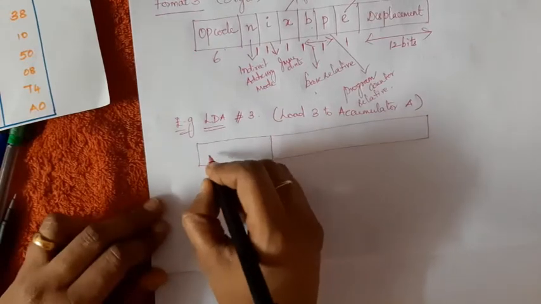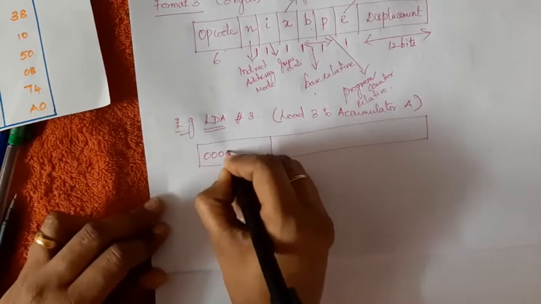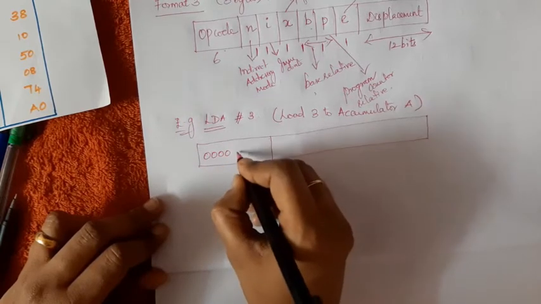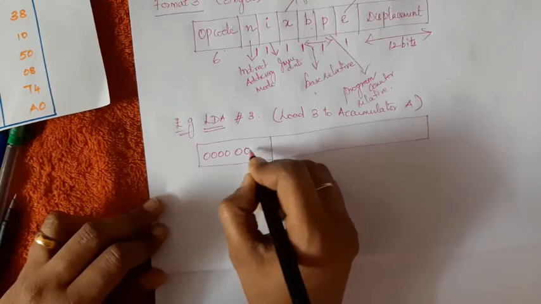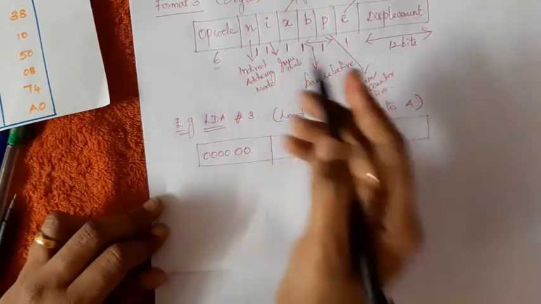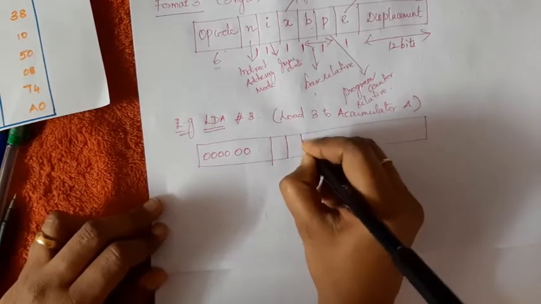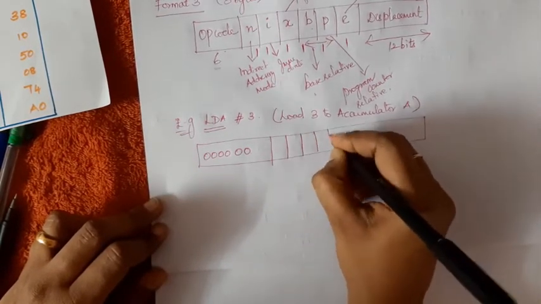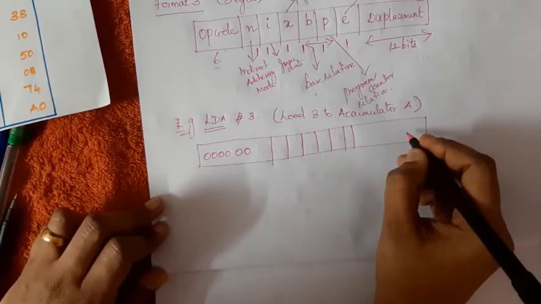So we will write 0 0 0 0 4, and again 0, 0 alone we can write. The rest of the 2 zeros will be eliminated since it holds only 6 bits. Okay. And here N, I, X, B, P, E, and later we go for displacement.